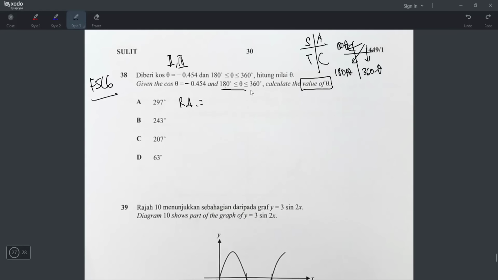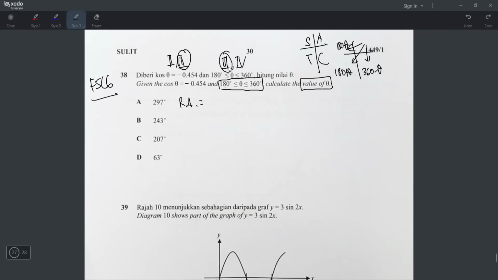And then they also give you a range here. They say the theta answer has to be in between 180 and 360. If your angle is more than 180, confirm it's not quadrant 1 or 2 already. It's quadrant 3. And if it's less than 360, quadrant 4 is included also. So in the end, you will choose quadrant 3 as your final answer.